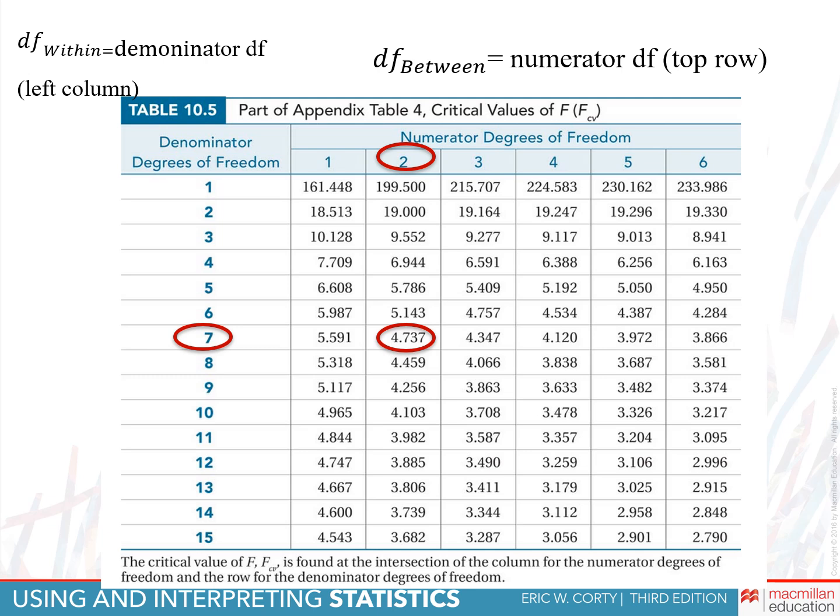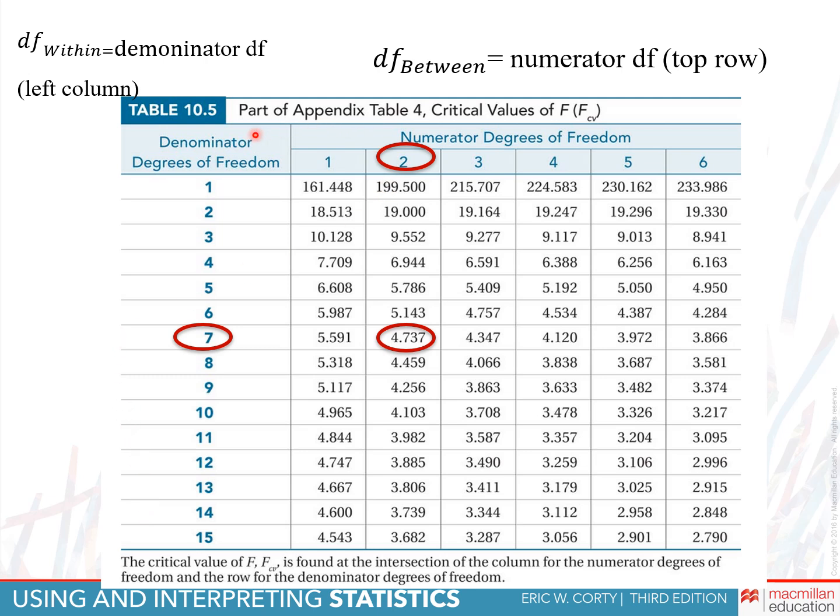Okay, so here we have Appendix Table 4 from your textbook, and it gives us the critical values of F based on our within subjects degrees of freedom and our between subjects degrees of freedom. So to determine the critical value of F, we look at the denominator degrees of freedom and the numerator degrees of freedom. So the denominator degrees of freedom are in this left column here, and that corresponds to the within subjects degrees of freedom. So in the previous slide, we said that the within subjects degrees of freedom was 7.